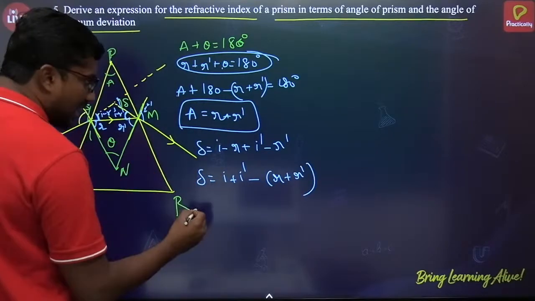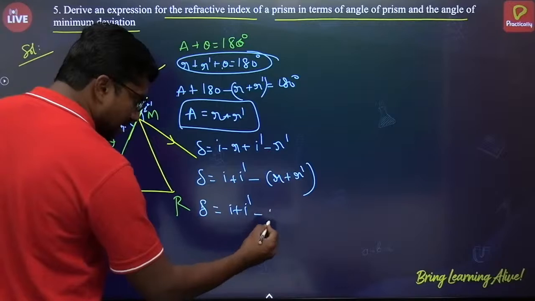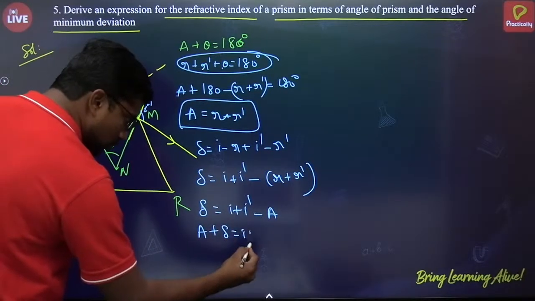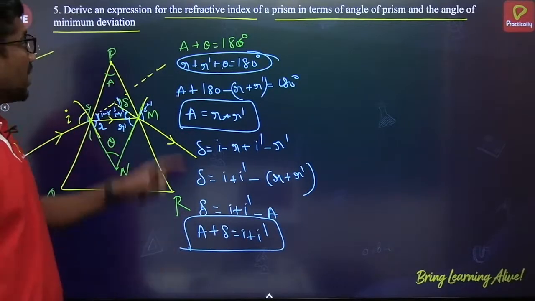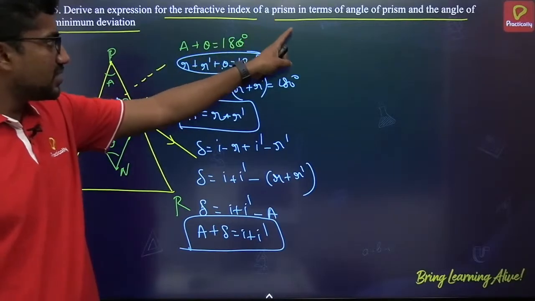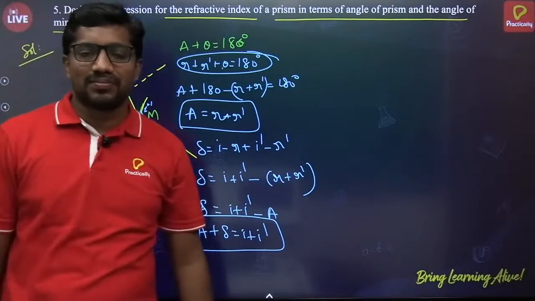But R plus R dash means it is A. So delta is equal to I plus I dash minus A. If you bring A to this side, then A plus delta is equal to I plus I dash. These are the two relations which we have obtained. Our requirement is to derive an expression for the refractive index of a prism in terms of the angle of prism and the angle of minimum deviation.